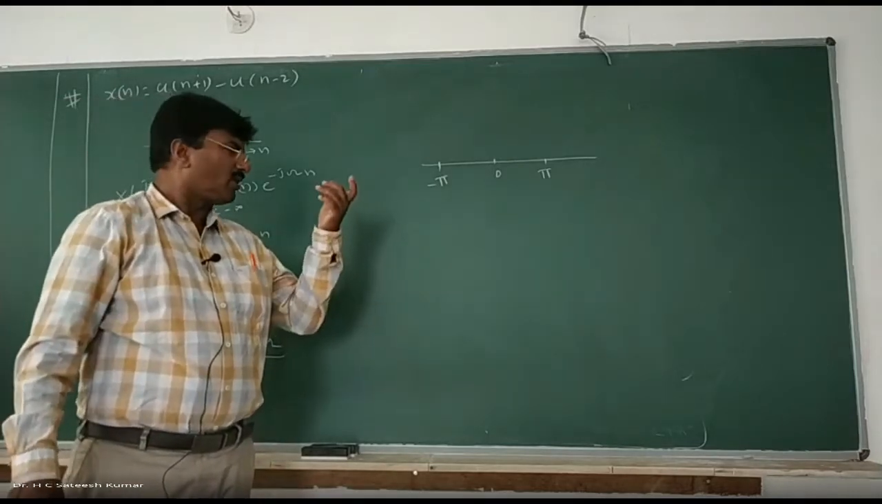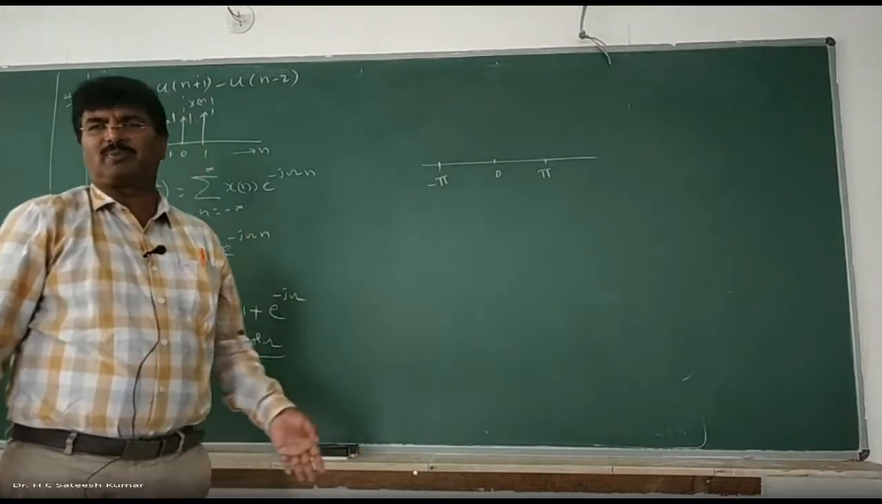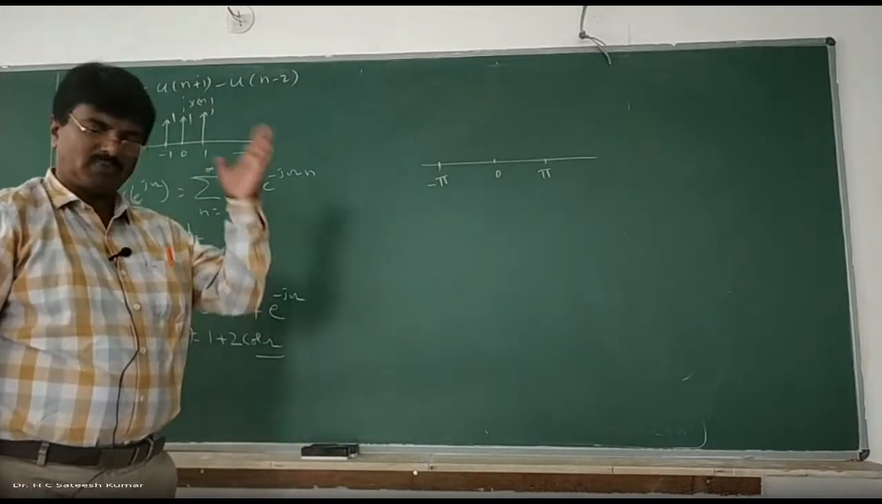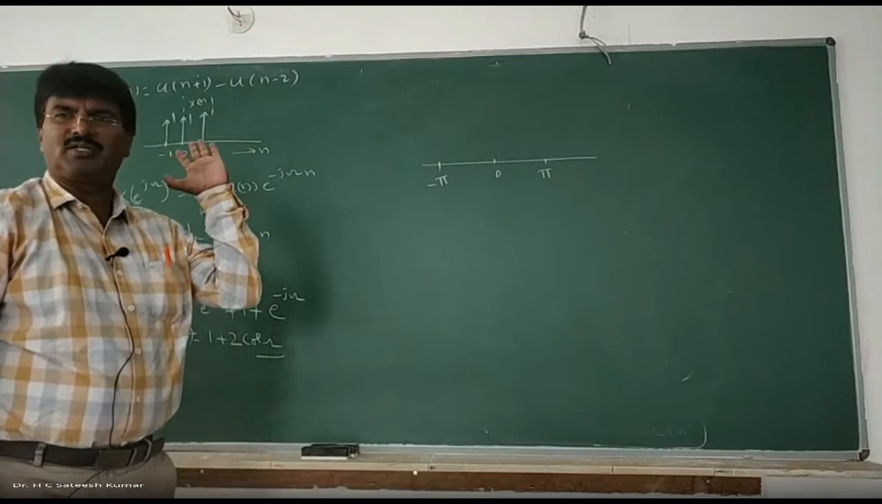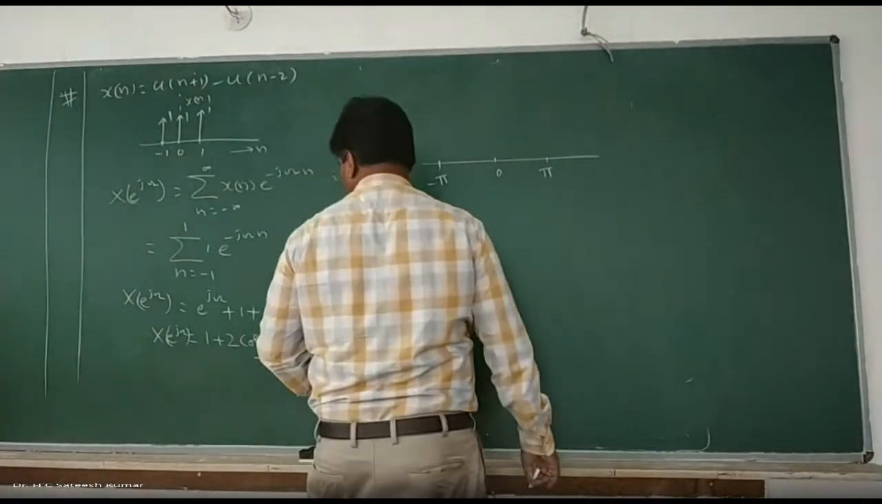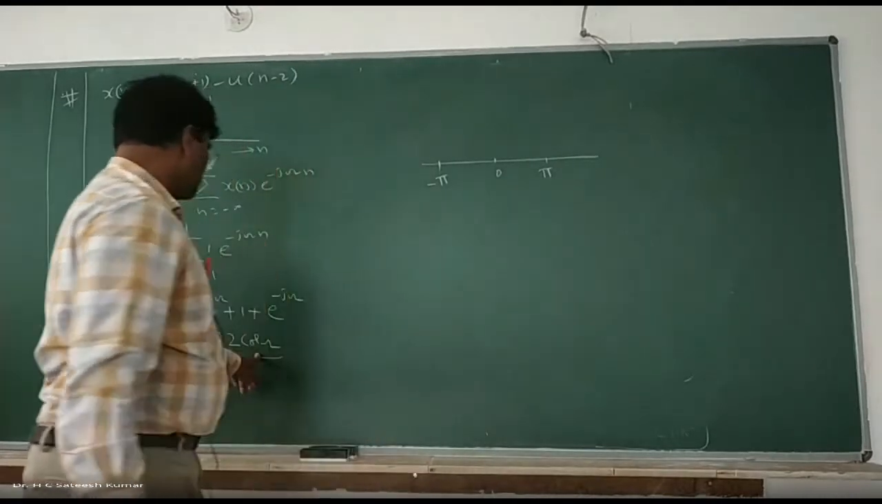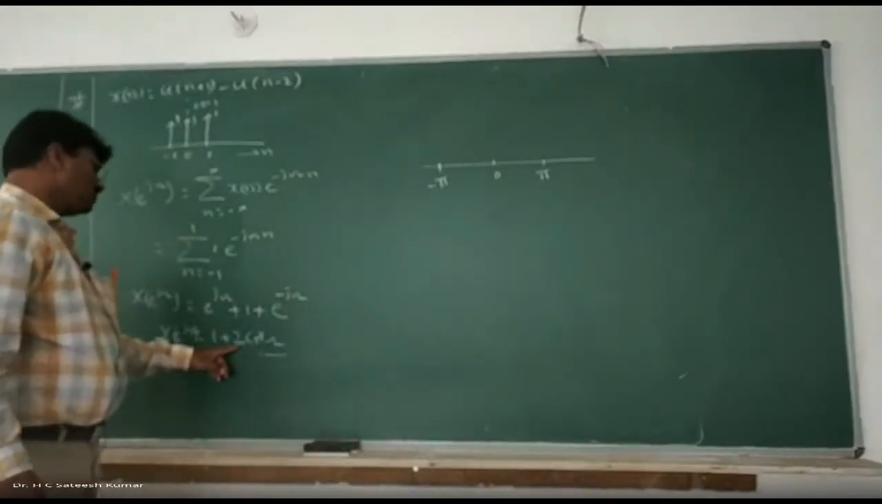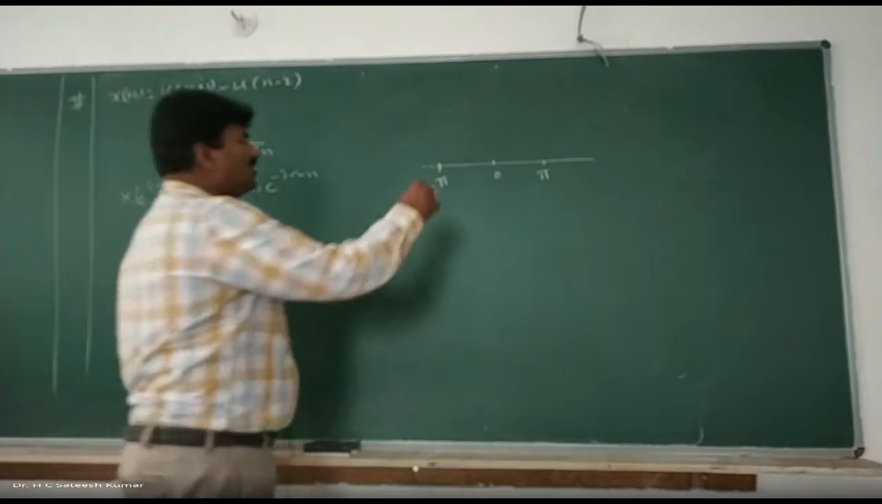But whatever is there between minus pi to plus pi is repeated up to plus infinity as well as minus infinity with a repetition period of 2 pi. So therefore, what is that? You can write it at 0. Cos 0 is 1. 1 plus 2 into 1 is 2, plus 1 is 3. At 0, its value is 3.